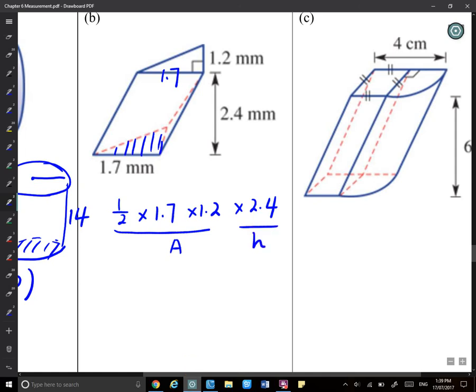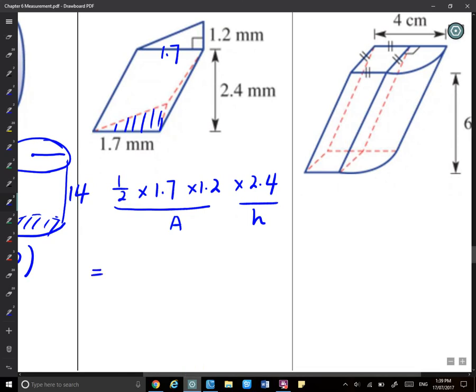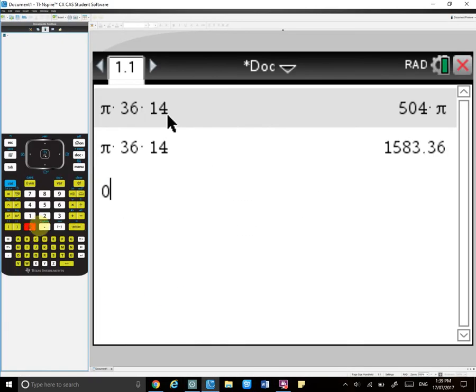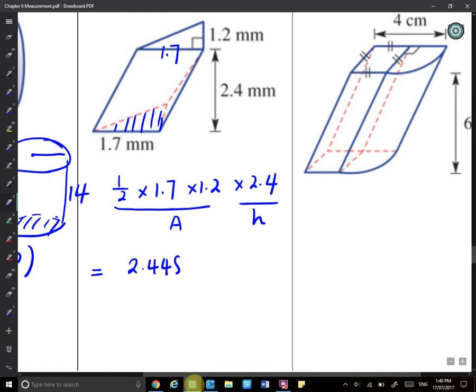This formula can only be used for uniform cross section objects. If it's not a uniform cross section object, you can't use this formula. In this exercise, yes, we can use that. It is the area times the height, and that equals 0.5 times 1.7 times 1.2 times 2.4, which is 2.448 millimeter cube.